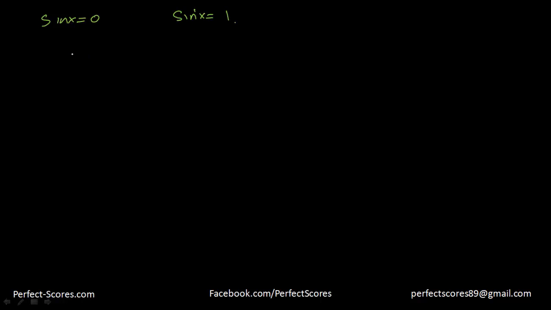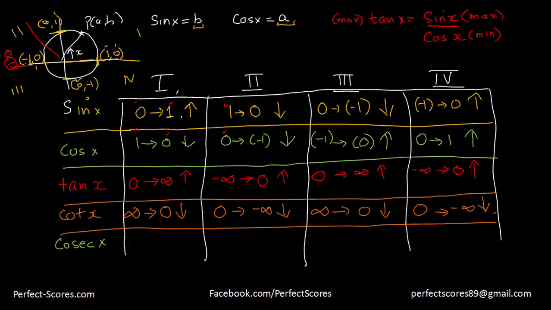to 1, then 1 over sine x is going to be equal to 1 over 0, which would be infinity. And 1 over sine x in this case is going to be 1 over 1, which is going to be equal to 1. So if sine x is 0, cosecant x is infinity. If sine x is 1, cosecant x is also 1.